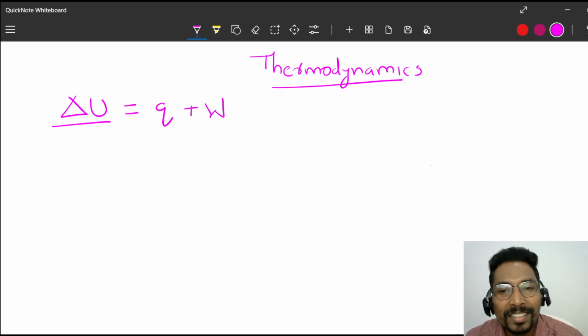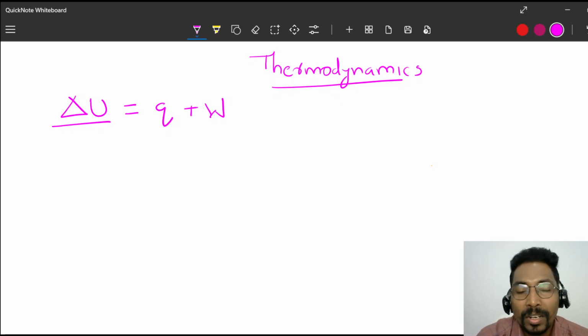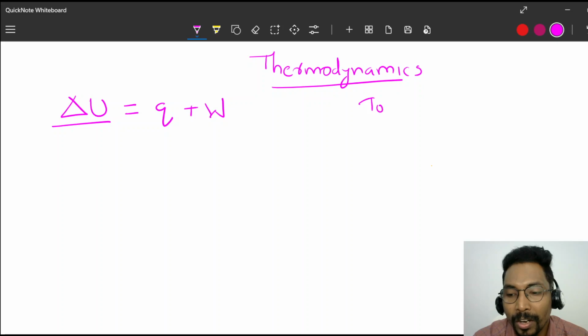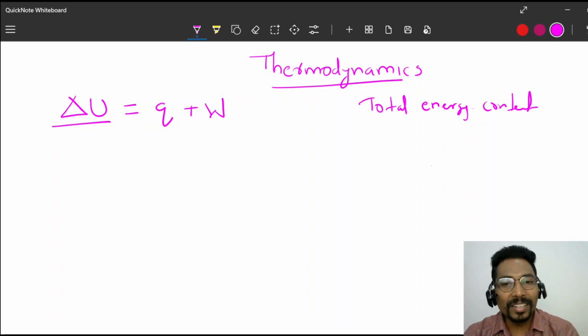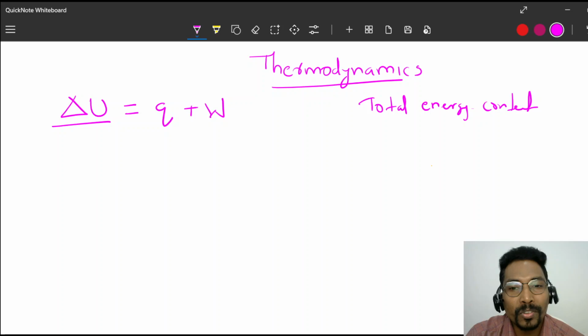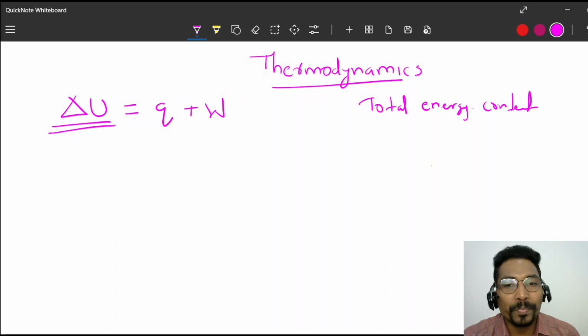What is actually internal energy? Internal energy means the total energy content of a system. See, all these words are very important. Total energy content in a system is called internal energy. A system may contain different types of energy. All the types of energy collectively are called internal energy. Internal energy we can't directly measure. So that's why we measure the change in internal energy. So that is delta U.